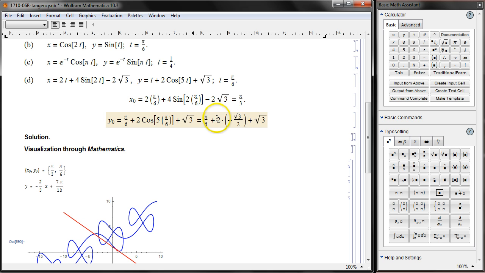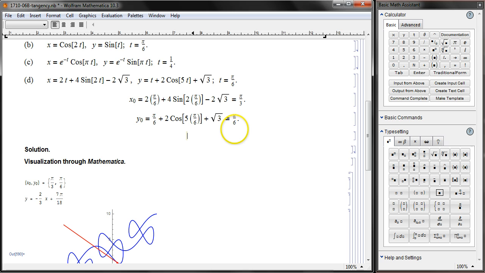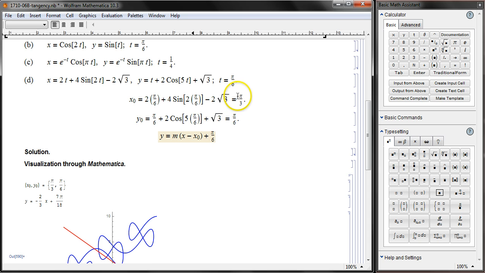So what do we have in the end? 2 times negative square root of 3 over 2. The denominators cancel out, and then negative square root of 3 plus square root of 3, they all cancel out, and all I have is just pi over 6. Conclusion, we're expecting a line m times x minus x naught plus y naught, where y naught is pi over 6 and x naught is pi over 3.